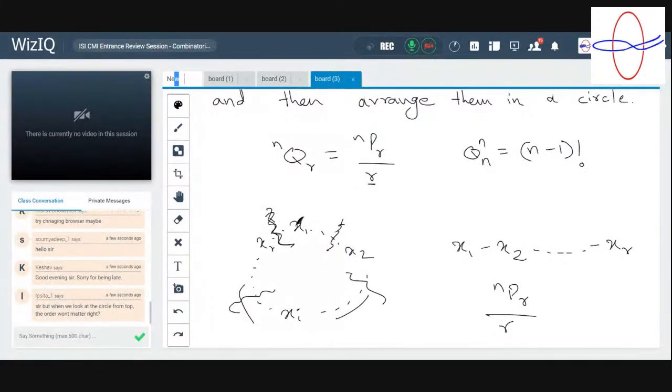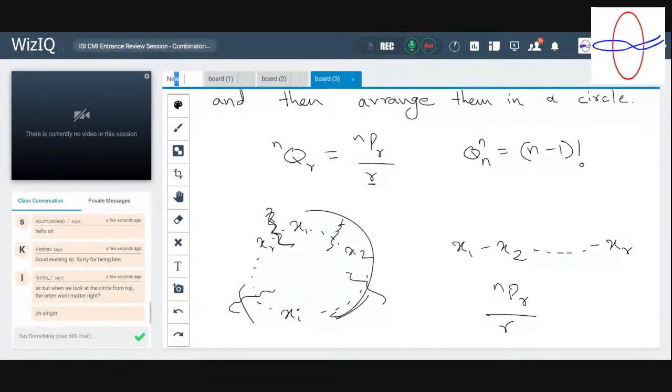So in case the order does matter, it's going to be specifically mentioned in the problem. If not, you can assume that you care about the order. If they want you to consider clockwise and anti-clockwise the same, they'll mention it explicitly. Otherwise, you assume this situation.